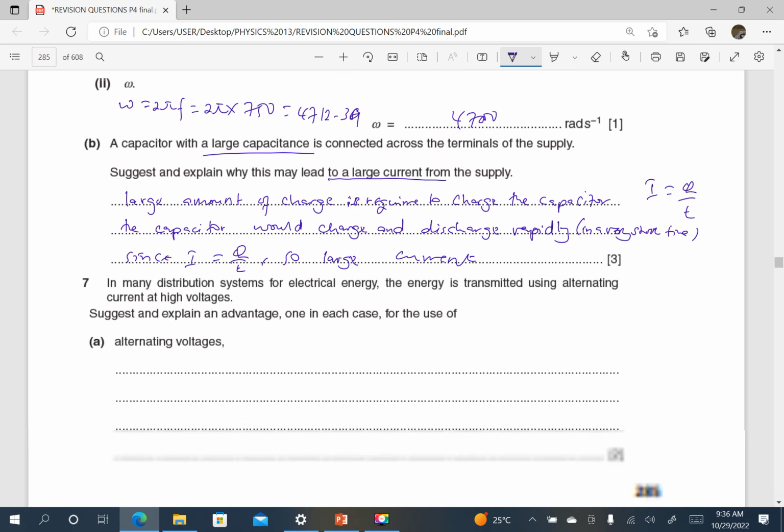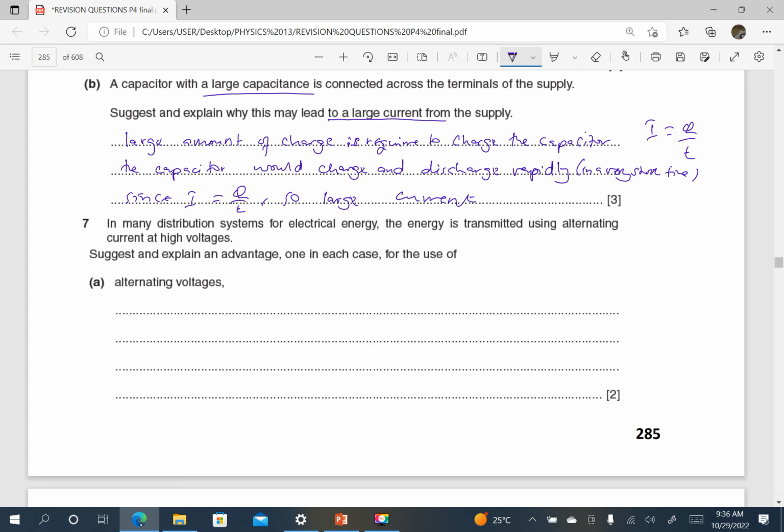As simple as that. In many distribution systems for electrical energy, the energy is transmitted using alternating current at high voltages. This question will appear many times. Suggest and explain an advantage, one in each case, for the use of alternating. Why alternating? If it is alternating, the output voltage can be changed efficiently to suit different consumers, of course using transformers.